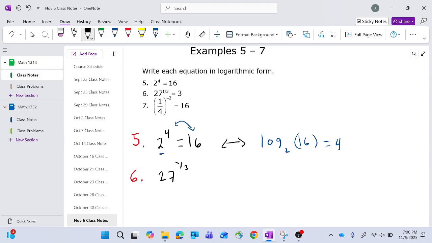27 to the 1/3 equals 3. Base of the exponent becomes base of the log. So log of 27. And then flip these two. So log base 27 of 3 is 1/3. Everyone with me, guys? Any questions?